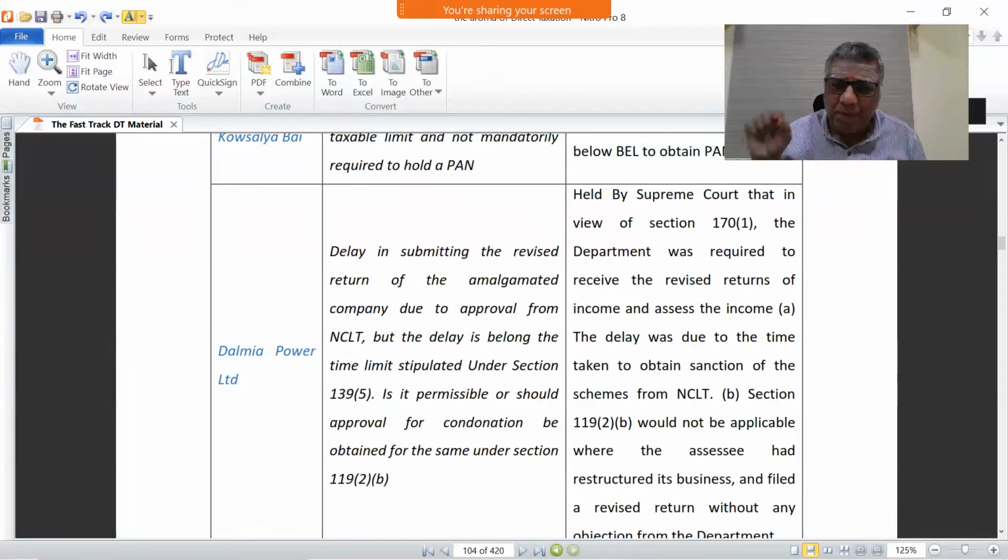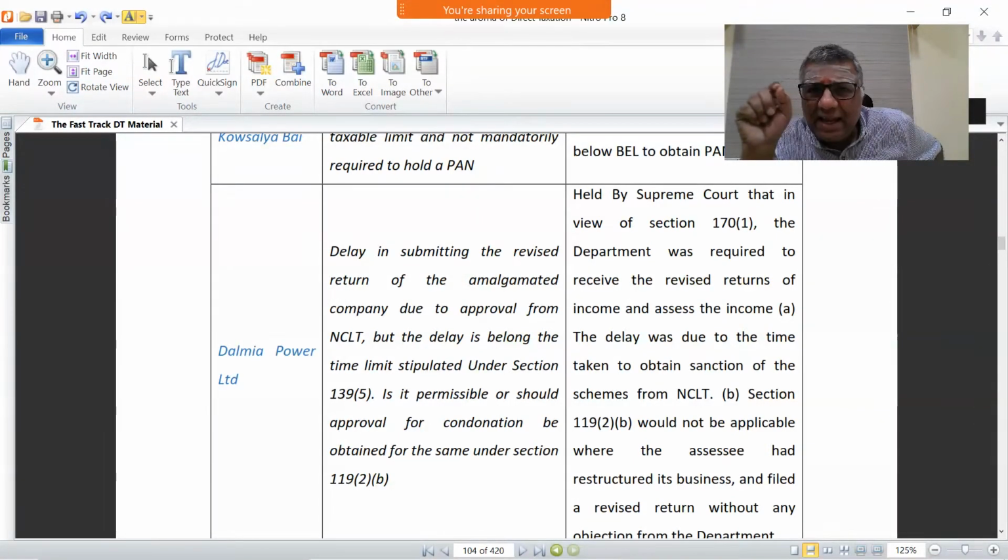Final order is passed. There is a delay in submitting the revised return of the amalgamated company due to the approval of NCLT, but the delay goes beyond the time limit specified under 139(5). Is it permissible, or should I again go to the CBDT and get the approval?